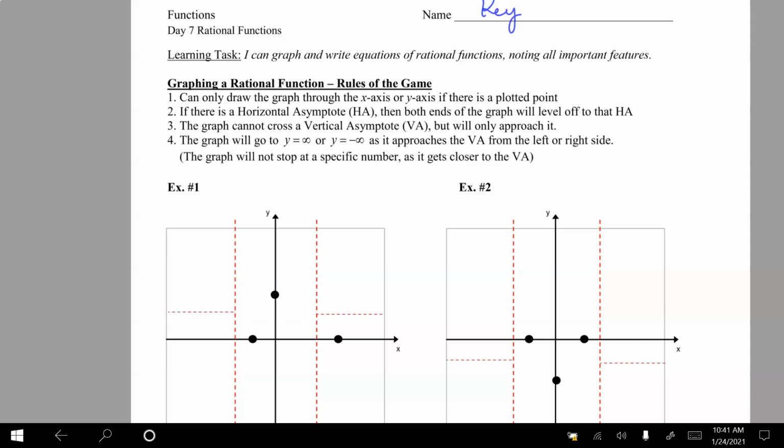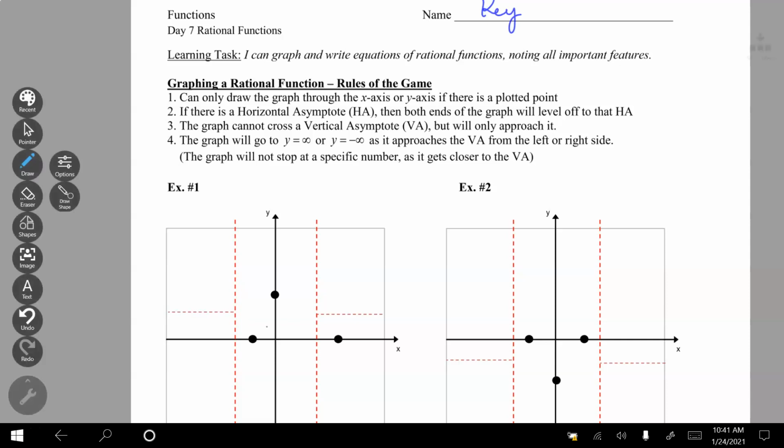We're going to play by the rules of the game. The rules of the game is that you can only draw a graph through the x-axis or y-axis if there's a plotted point there. So these big old dots. If there's a horizontal asymptote, that's what these dashed horizontal lines are, then both ends of the graph are going to level off to that horizontal asymptote. And a graph is not allowed to cross a vertical asymptote. It will only get very close to it but never cross it.